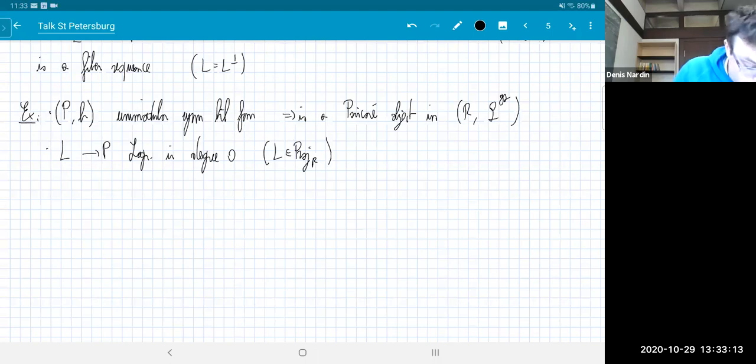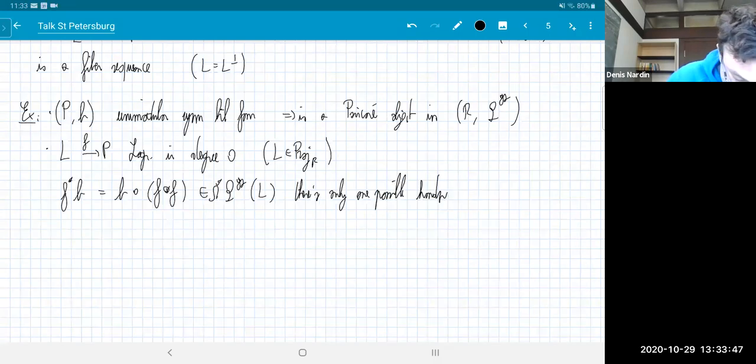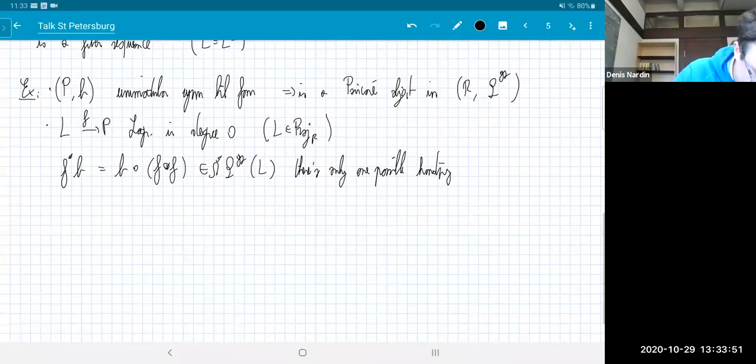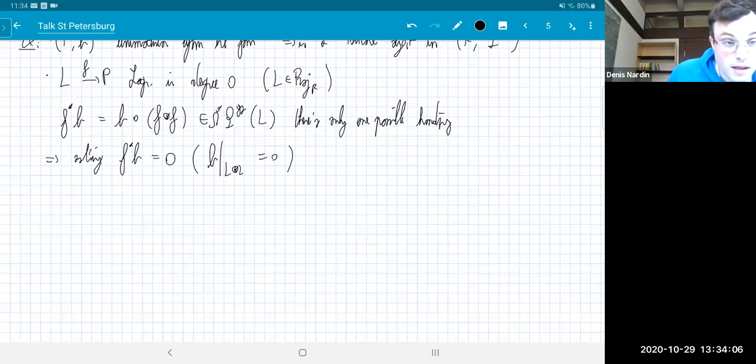This means that we have to also give a homotopy of F upper star of B, but that's just B composed with F tensor F, in kappa genuine symmetric of L. And since the guy is discrete, there is only one possible homotopy. But the homotopy is not data, it's just a property. So this is just asking F upper star of B is zero. Or if you want, B restricted to L tensor L is zero. Okay, that's the first condition.